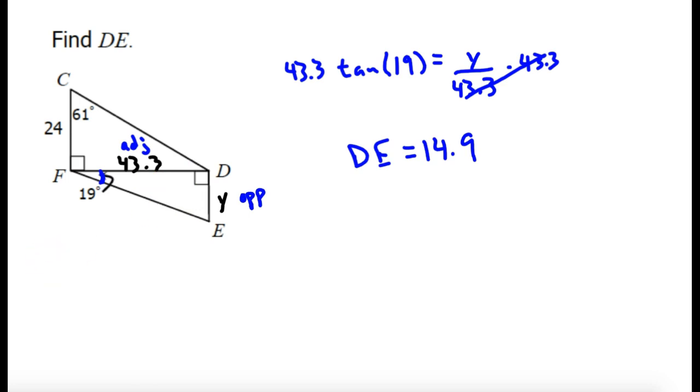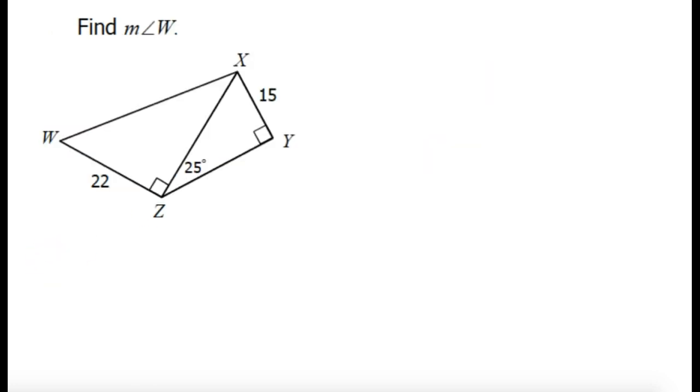Okay, let's do one more of those together. Let's look at this one. My ultimate goal is to find the measure of angle W. To do that, we first need to find this side that the two triangles share. I need to find xz. So I'm just ignoring this triangle first. I'm just looking at this triangle.